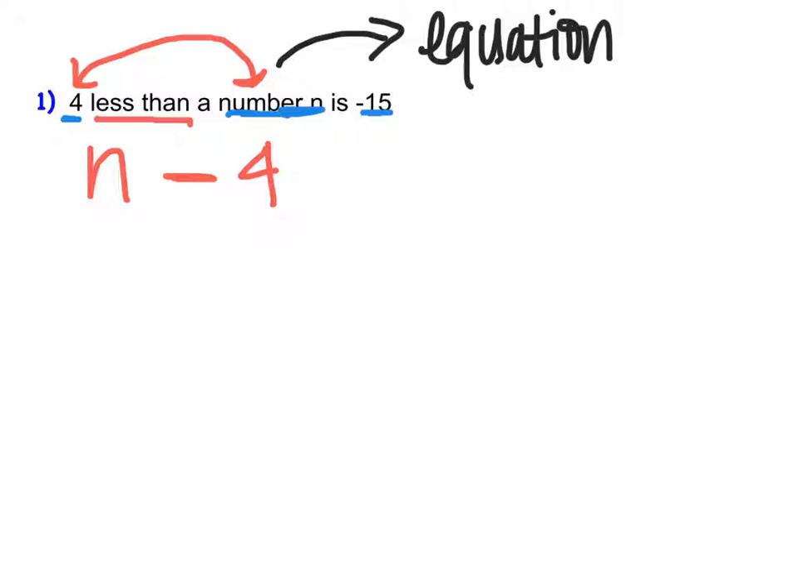Then my keyword is means equal. So I'm going to write an equal sign. And then I just have negative 15. So the equation that represents this sentence is n minus 4 equals negative 15.